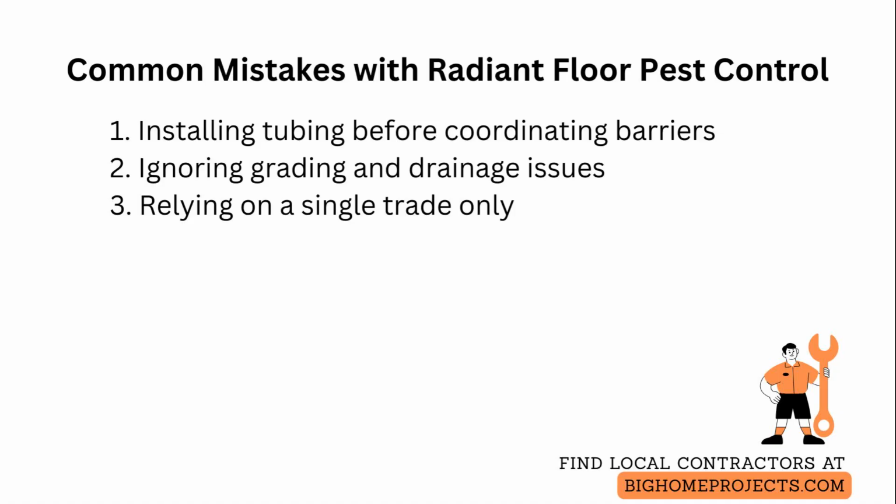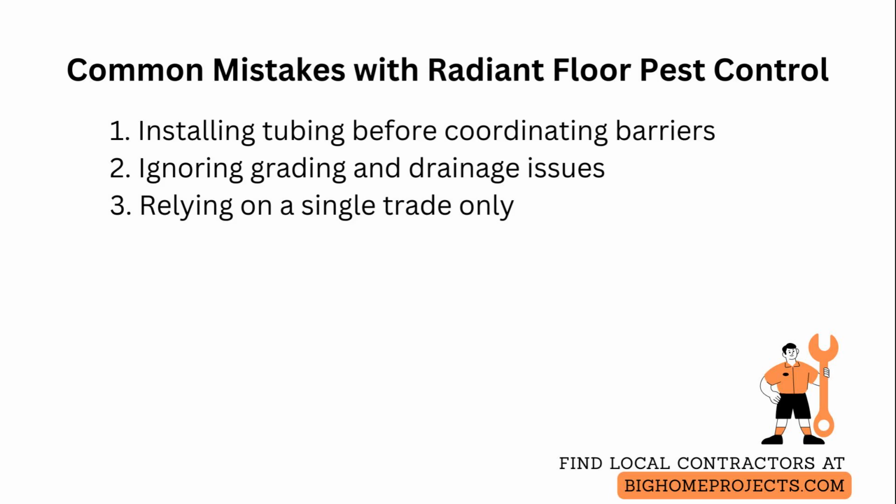Another issue is assuming underslab insulation prevents moisture problems. If grading and drainage are ignored, higher soil moisture will still attract pests. So, correct slope and perimeter drains and relocate irrigation away from the foundation.